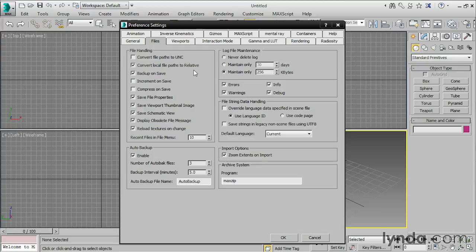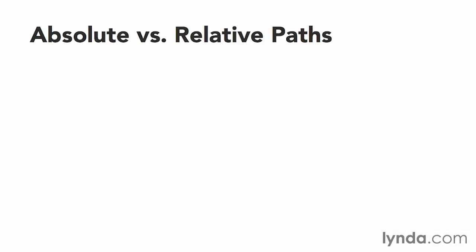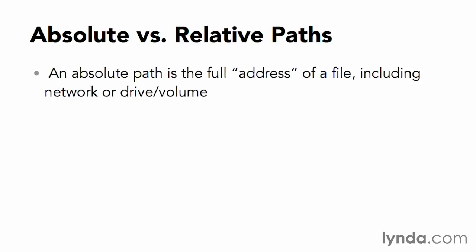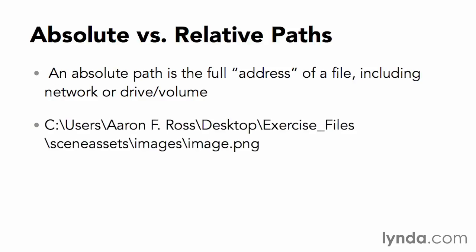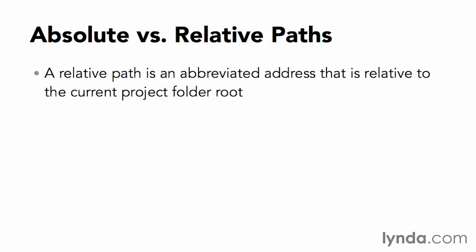I'm just going to explain this really briefly with a couple of slides. An absolute path is the entire address of a file, and that may include a network or perhaps a drive letter or a volume name. So here's an example. If I store something in my exercise file scene assets images, if it's an absolute path, it's going to include the drive letter and all of the folders that are nested inside one another. That's an absolute path. A relative path is just a shortened, abbreviated address, and it only includes the data that's relative to the current project folder.